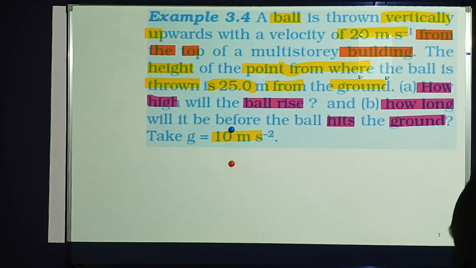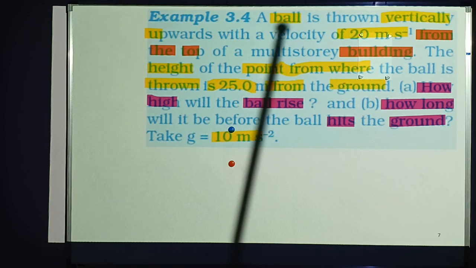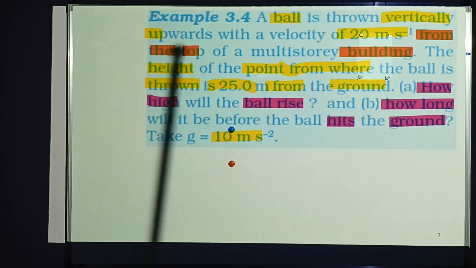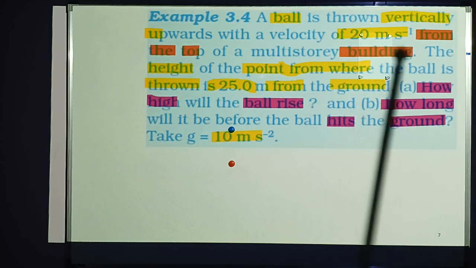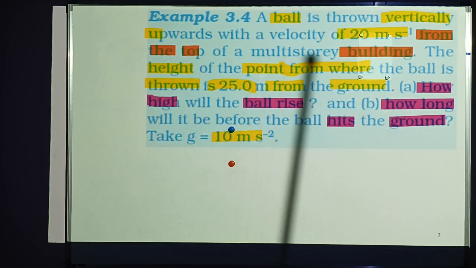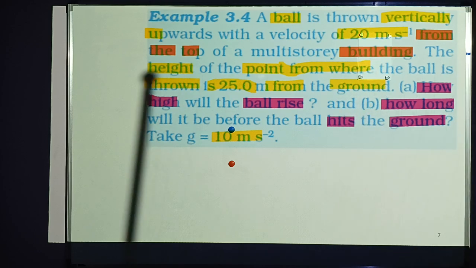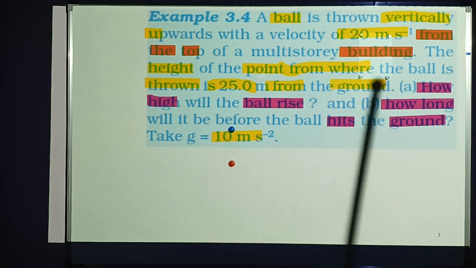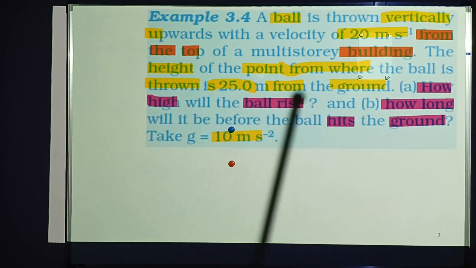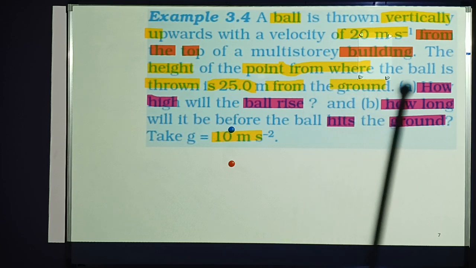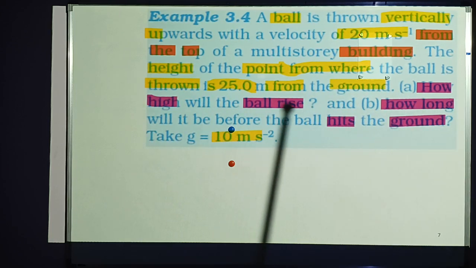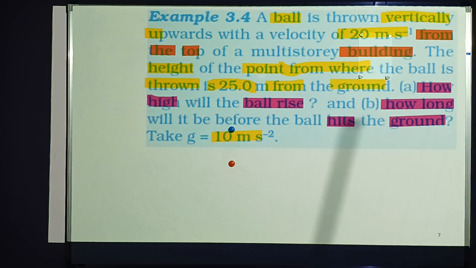So with this understanding, you can solve this question. You can read the question. A ball is thrown vertically upwards with a velocity of 20 meters per second from the top of a multi-story building. The height of the point from where the ball is thrown is 25 meters from the ground. A, how high will the ball rise? And B, how long will it take before the ball hits the ground? Take g equal to 10 meter per second square.